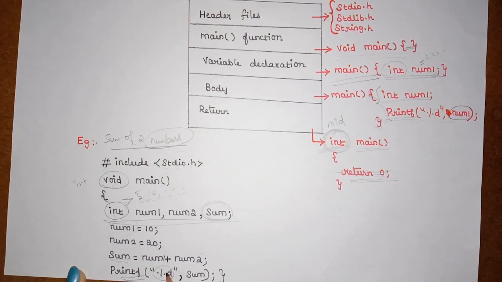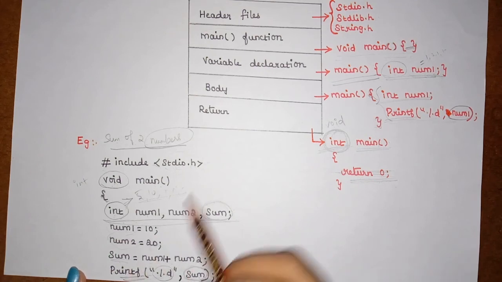And which value are we going to print? Actually, we are going to print the value of sum, that is the result, right? The result will be stored inside the sum. So we are going to print the value of this sum, and for that we are using this percentage %d. So this printf statement is used to display the output.